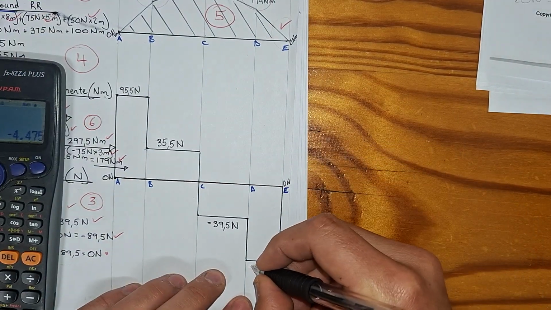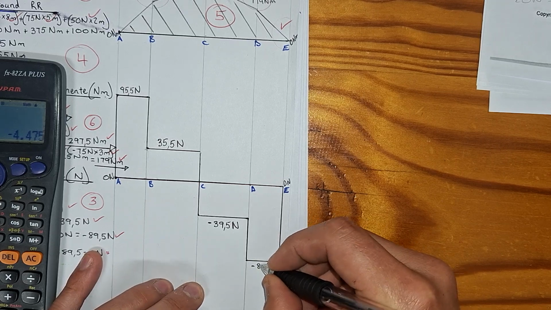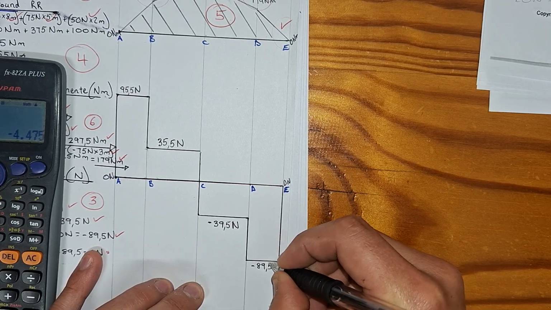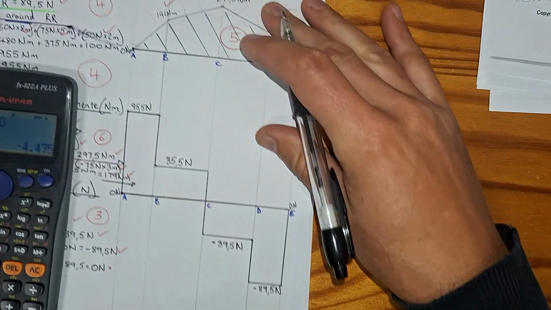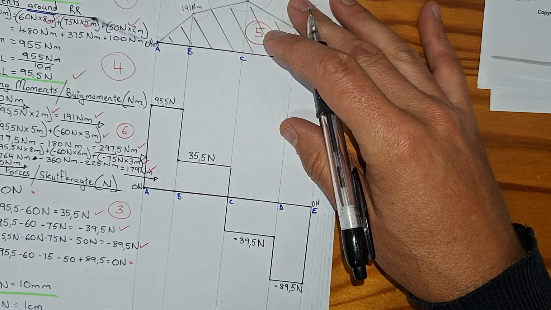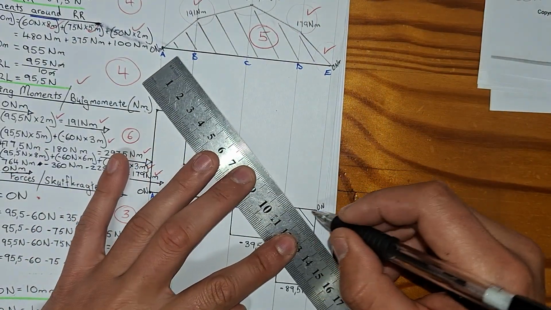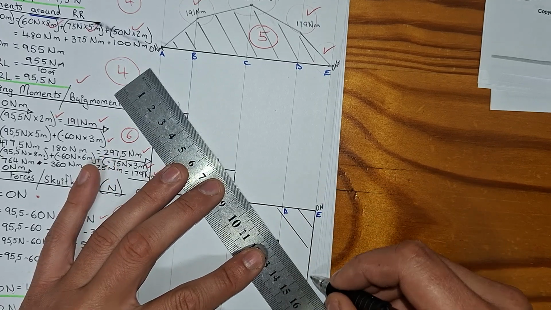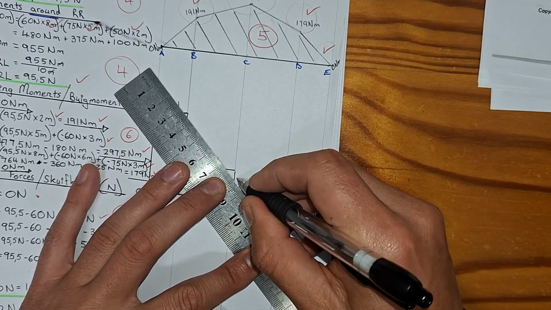Keep in mind, or remember to add your value here of 89.5 newtons. Okay, so there's our shear force diagram. We just have to add the hatching for the beam.